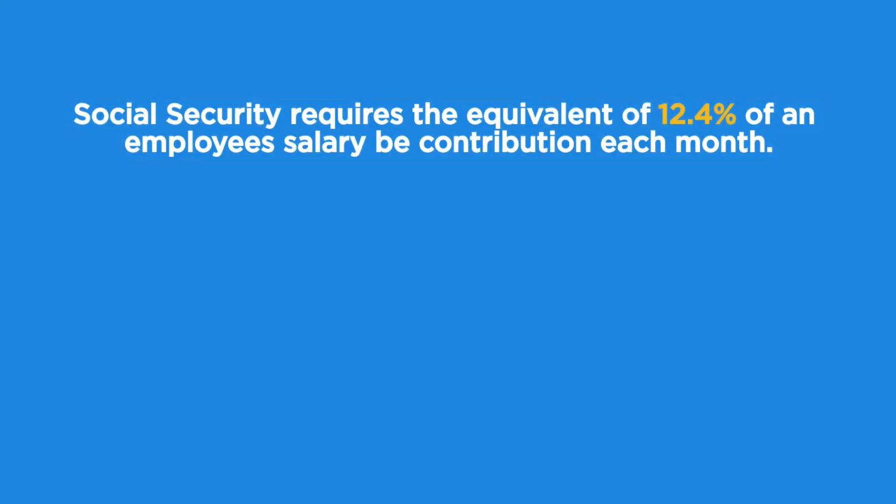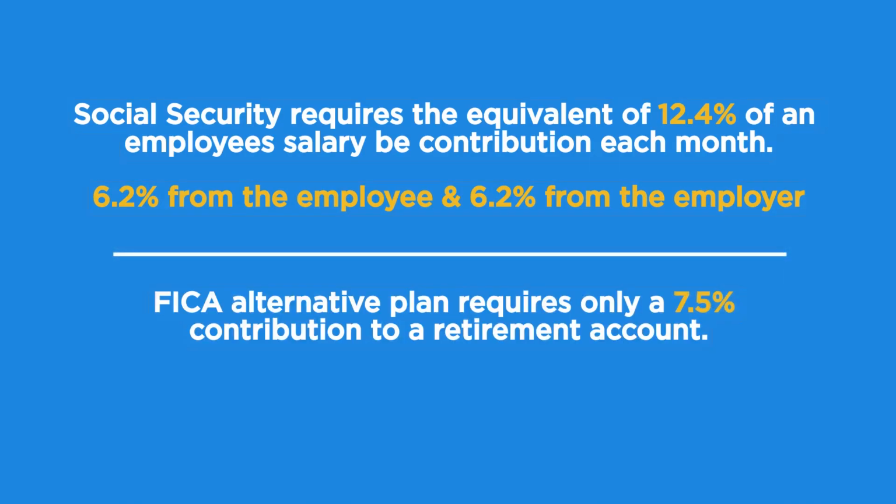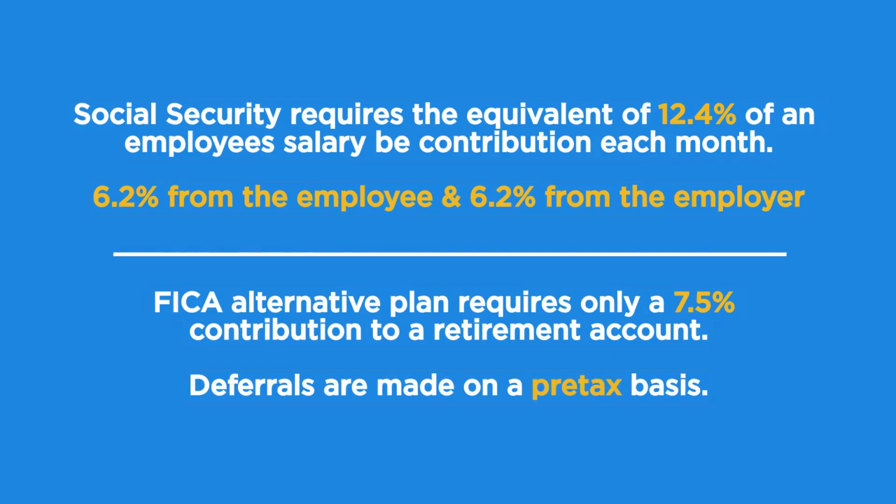So Social Security requires the equivalent of a 12.4% annual contribution, 6.2% from the employee and 6.2% from the employer. However, the FICA Alternative Plan requires only a 7.5% contribution to the retirement account. The deferrals are made on a pre-tax basis, unlike Social Security, which is made on an after-tax basis.